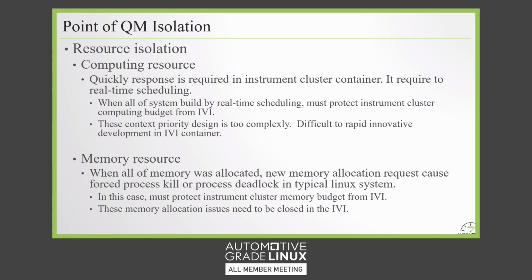Next is memory resource isolation. When all of the memory is allocated, a new memory allocation request can cause either a process kill or a process deadlock in a typical Linux system. It's a Linux kernel issue for embedded use cases. So in this case, we must protect the instrument cluster memory budget from IVI, and this memory allocation issue needs to be closed within the IVI.